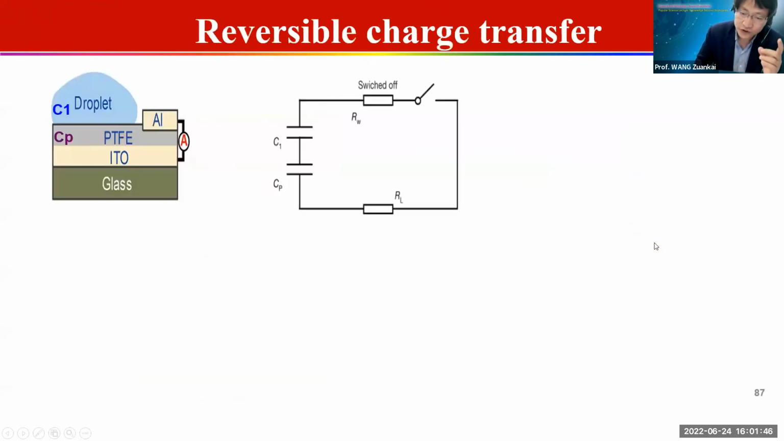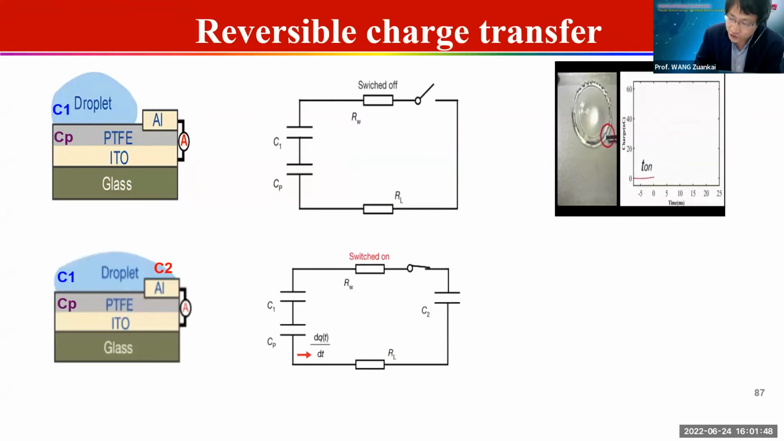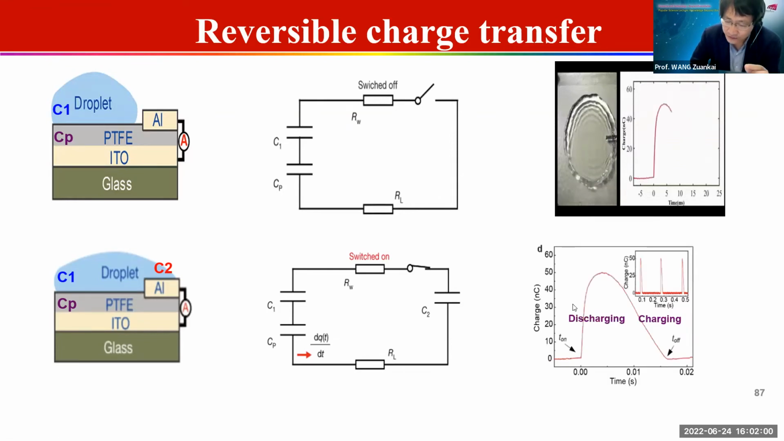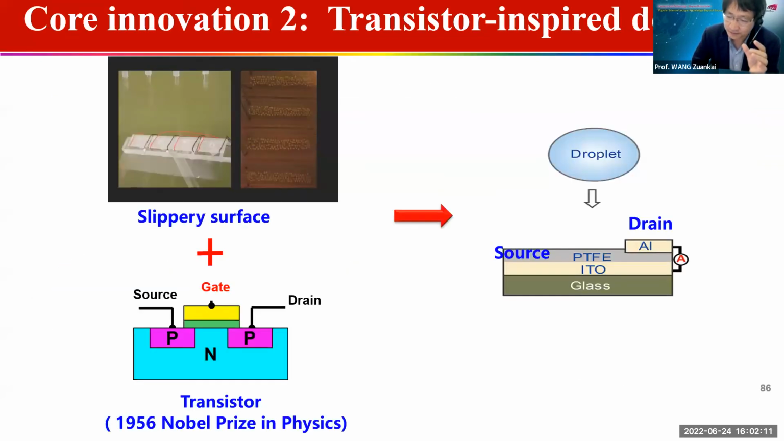When the water touches the drain, some magic happened. Okay, when the water touched the drain, you see the peak here. This magic led to an output which is 3,000 times larger than the previous design. So it's very quiet magic. It's just by modifying the design, by introducing the second electrode, we fundamentally make a difference.